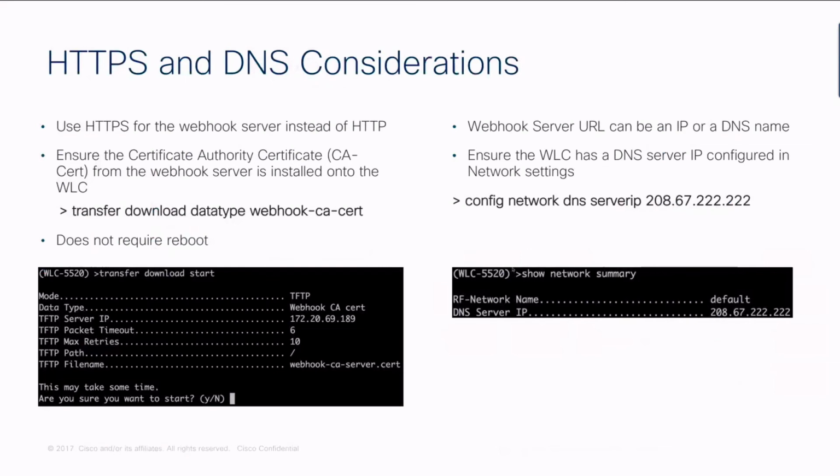Regarding DNS, if the connection to the third-party server uses a DNS name instead of an IP address, then we need to make sure that the WLC can resolve that DNS name. And it's done by ensuring that the config network DNS server IP setting is defined so that the WLC can resolve that name to an IP address.